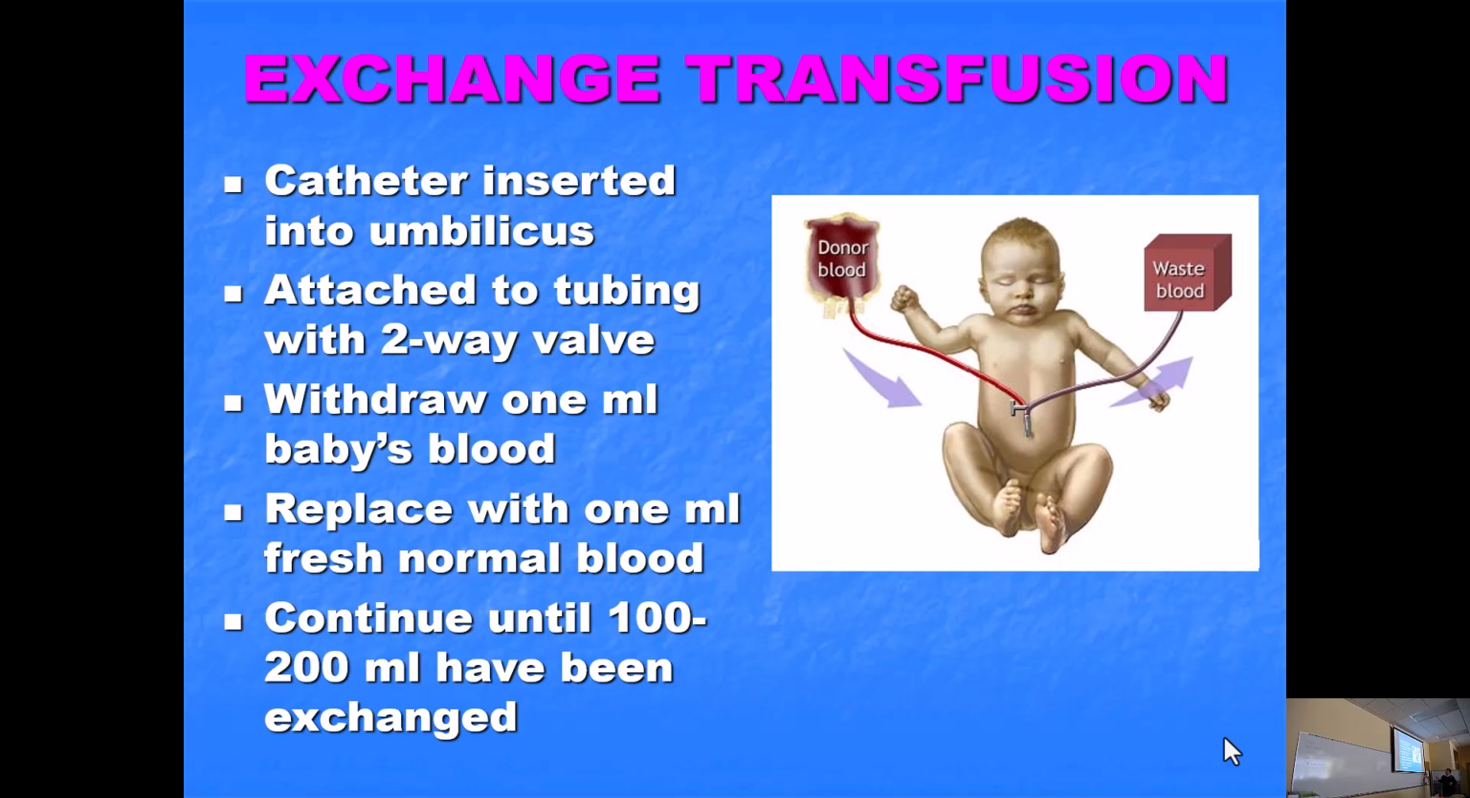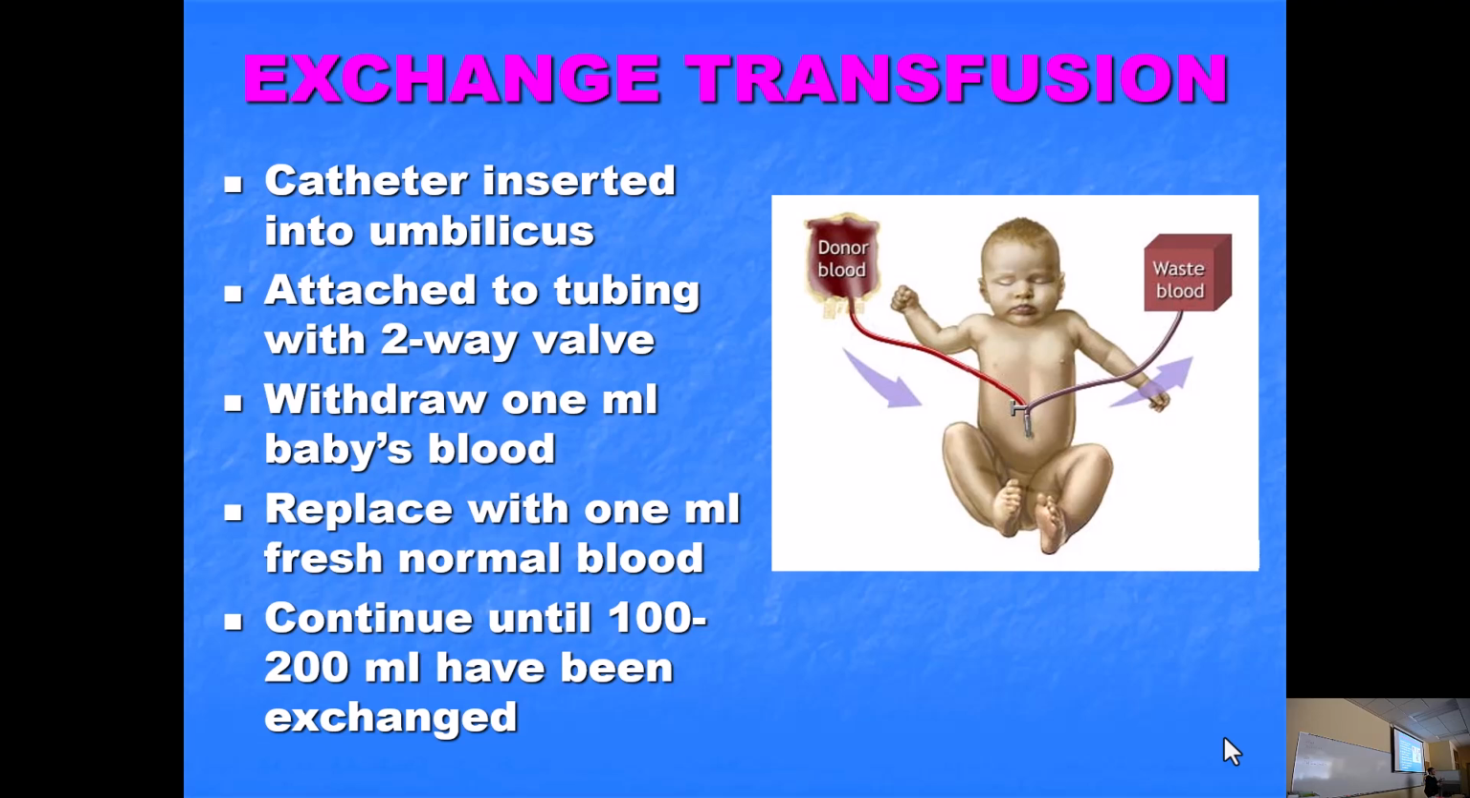So what they do is they withdraw 1 milliliter of baby's blood, and they replace it with 1 milliliter of fresh normal blood. They're going to continue this until 100 to 200 milliliters has been exchanged. That's a lot, right? Pull a little, give a little. Pull 1 ml, give 1 ml. Pull 1 ml, give 1 ml. So it's going to take time. It's very, very time consuming. But we're trying to pull out all that extra waste product.